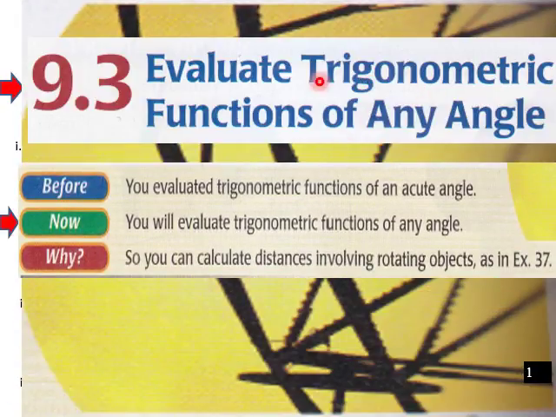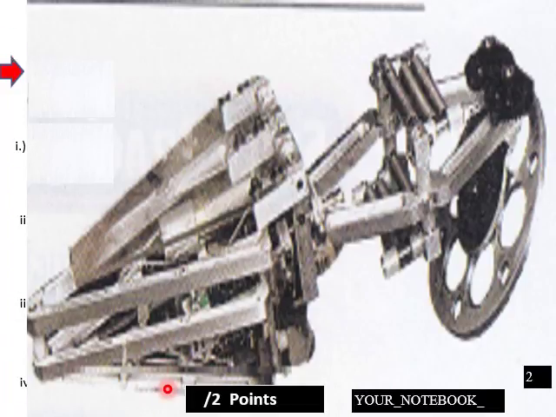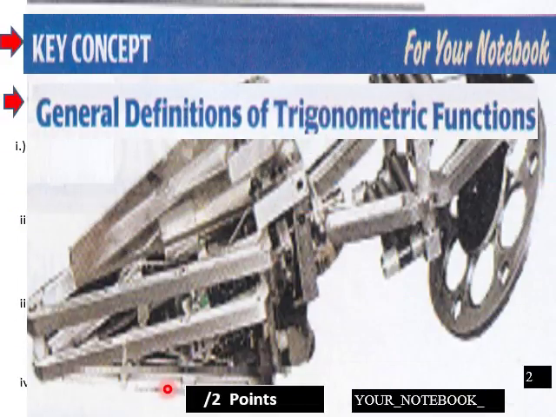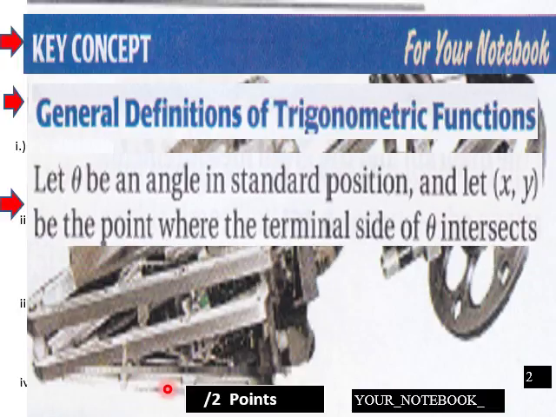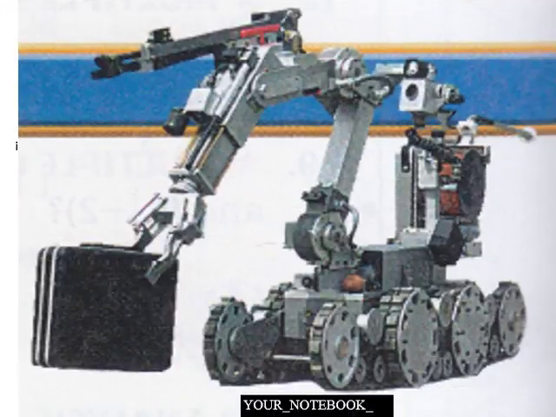Okay, evaluate trigonometric functions of any angle. You evaluated trig functions of an acute angle. You will evaluate trig functions of any angle. So, general definitions of trig functions. Let theta be an angle in standard position, and let (x, y) be the point where the terminal side of theta intersects the circle x squared plus y squared equals r squared. The 6 trigonometric functions of theta are defined as follows.